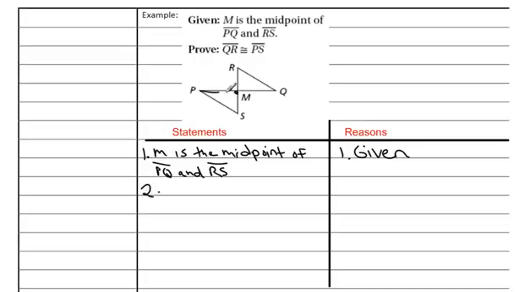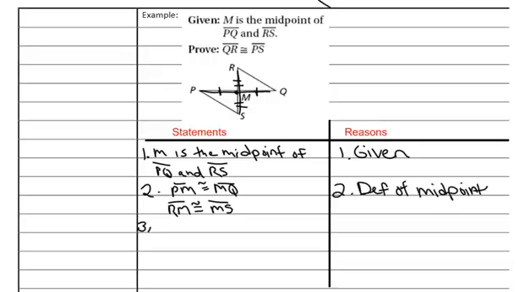M is the midpoint of PQ, so I would mark PM congruent to MQ. And M is the midpoint also of RS. So here's RS cut in half by the midpoint. So I marked RM congruent to MS. And the reason I did that is because I was told M was the midpoint. So the definition of midpoint says it cuts a segment into 2 congruent segments. I'm taking care of what information has been given to me.